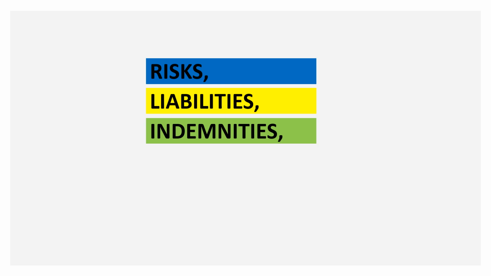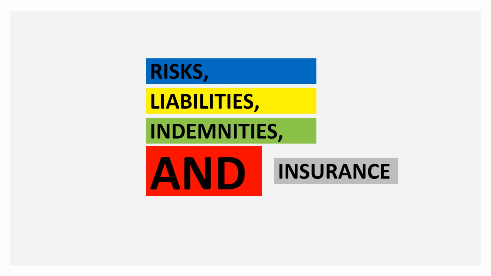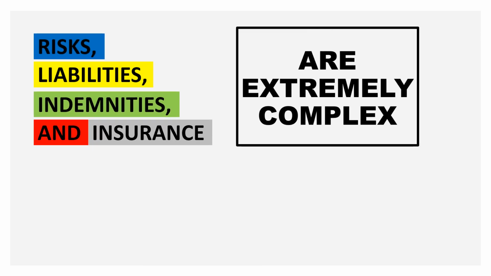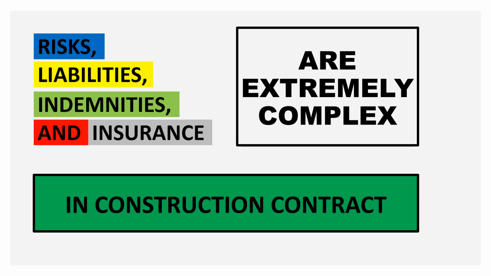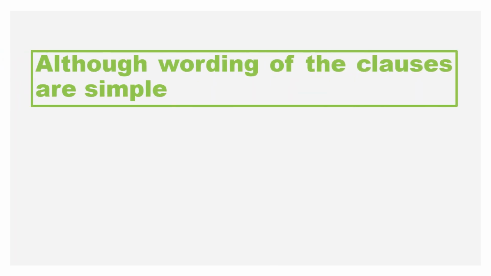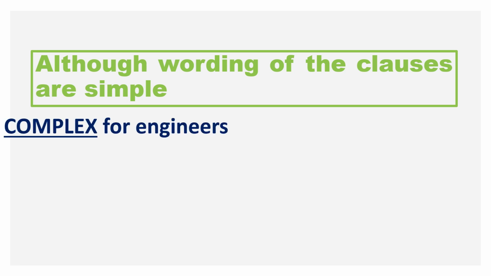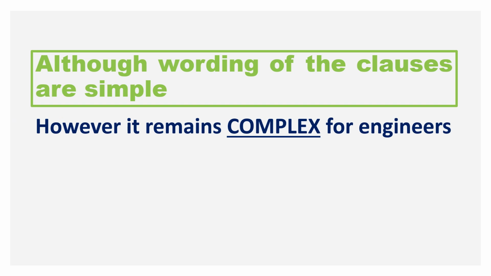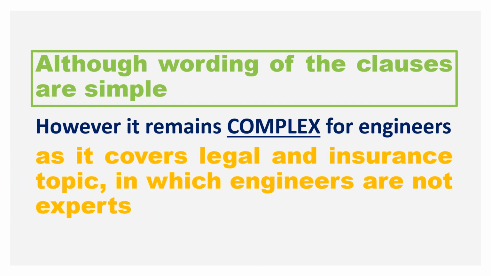Risk, liabilities, indemnities, and insurances are extremely complex in construction contracts, particularly as the size and cost of the project increases. Although the wording of the clauses is very simple in the 4th edition FIDIC 1987 version, it remains complex for engineers as it covers legal and insurance topics in which engineers, of course, are not experts.